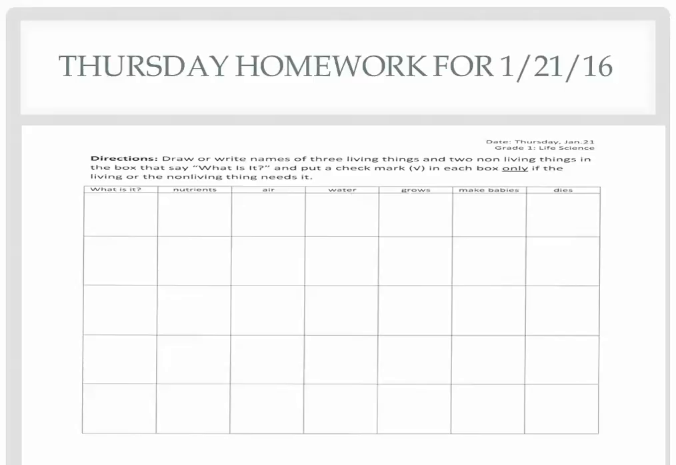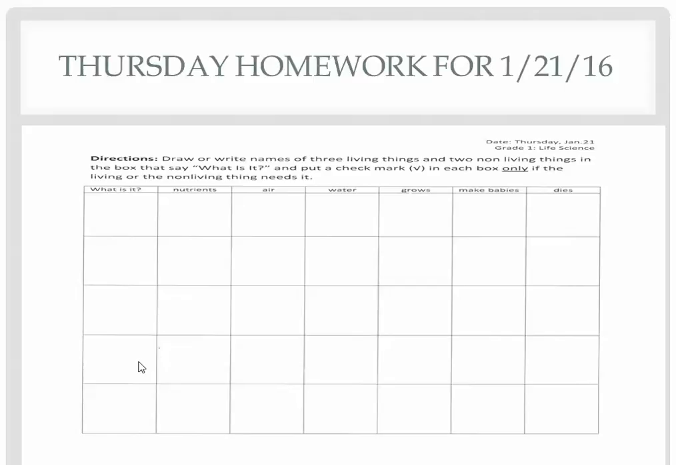Does the girl grow to be an adult? Yes. So if you say yes, you're going to put a check mark. Does the girl make babies when she grows up? Yes. So you will put a check mark. Does she die someday? Yes. All living things die. Therefore, you will put a check mark. So as you check each of these boxes, figure it out if the living thing needs it or does not need it.